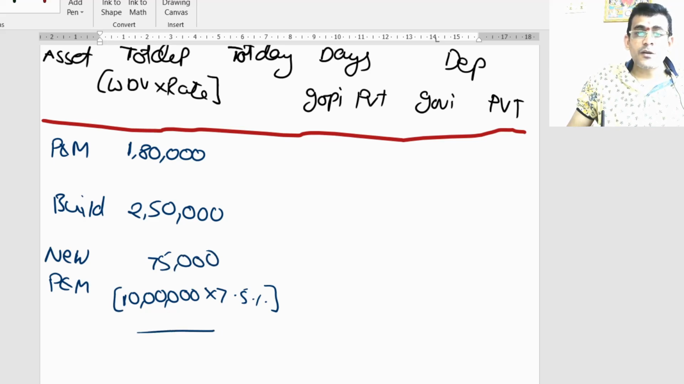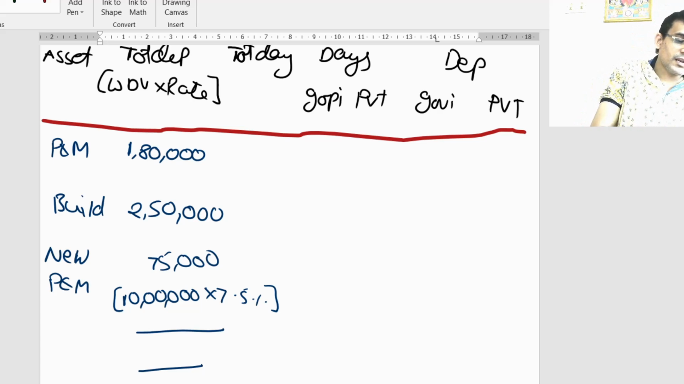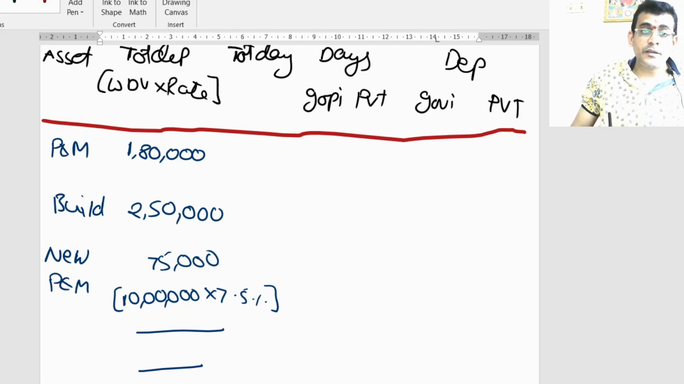Now, arrive at your total depreciation. What is your total depreciation there? Let us see. 1,80,000 plus 2,50,000 plus 75,000. That is going to give you 5,05,000.